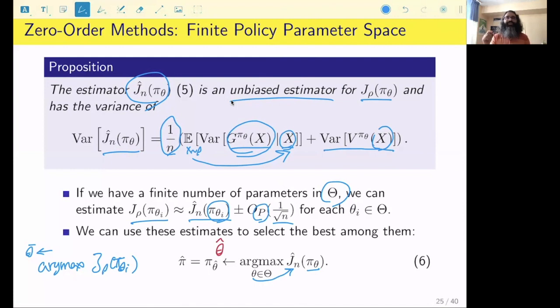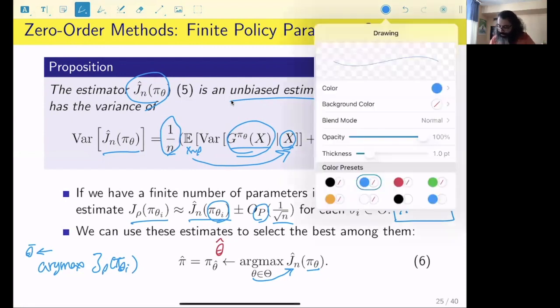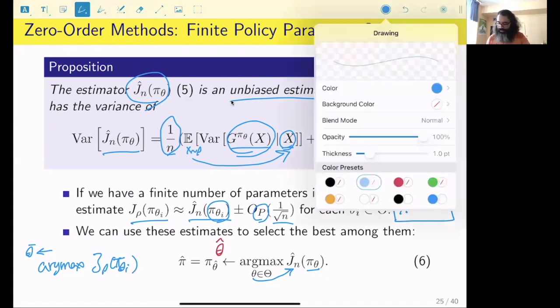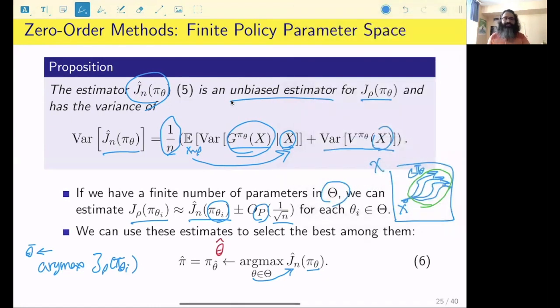So there's nothing stochastic or random about x, but it is the randomness coming from following policy pi theta and getting the return. If I first randomly choose x from the state space, then from that point I get different returns because of different trajectories. And this variance is the variance of the returns that we get through these trajectories. Does it make sense? Right, it makes sense.